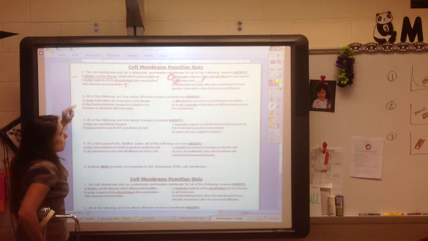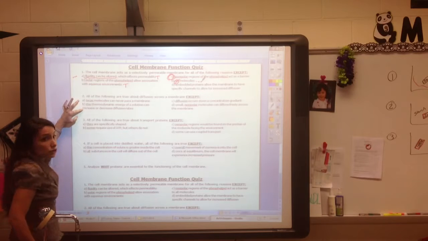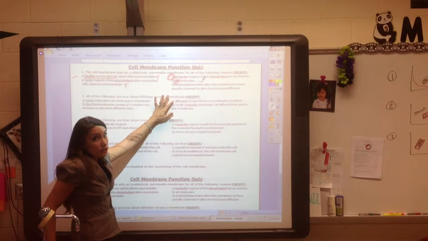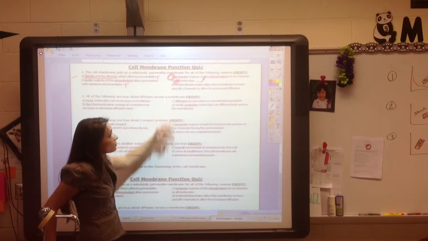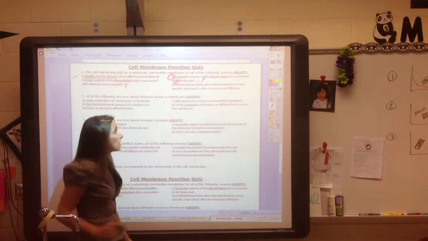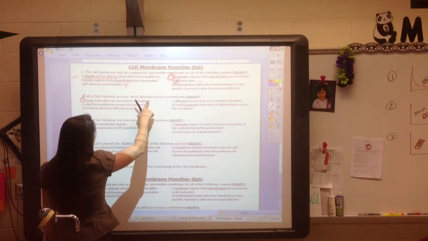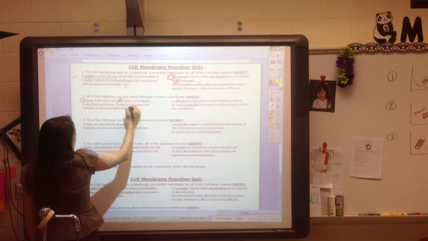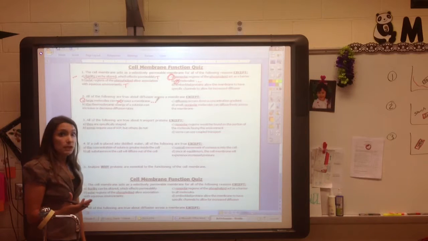2, all of the following are true about diffusion across a membrane except A, large molecules can never pass a membrane. B, the thermodynamic energy of a solution can increase or decrease diffusion rates. C, diffusion occurs down a concentration gradient. Or D, small nonpolar molecules can diffuse freely across a membrane. So A is actually the one that is false, so this is except. Large molecules can never pass. It's not never, but it's only if they have a transport protein.